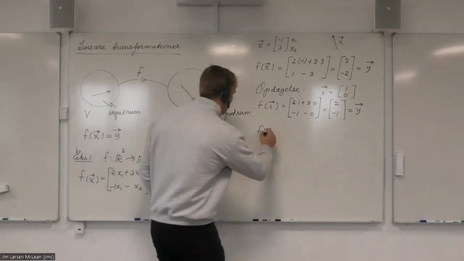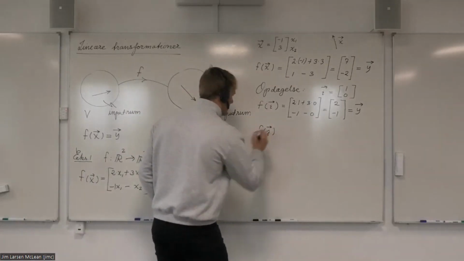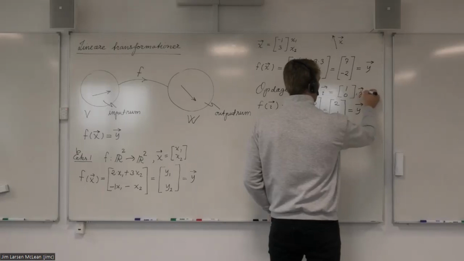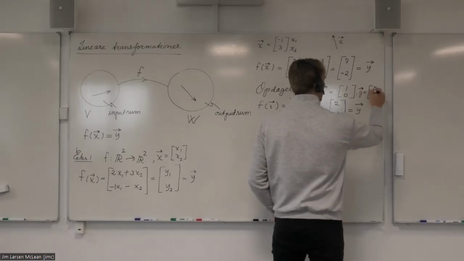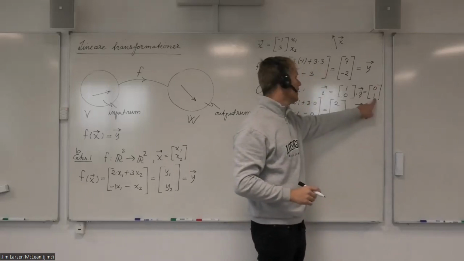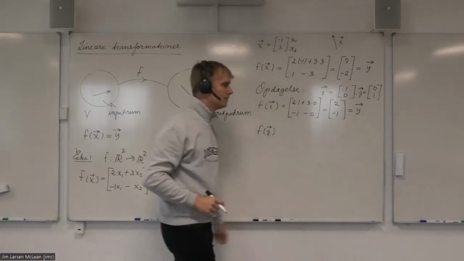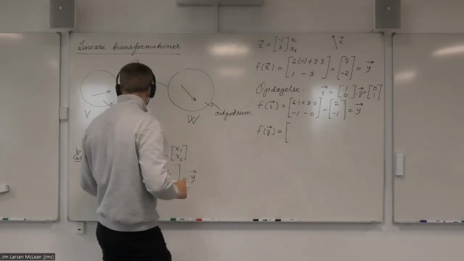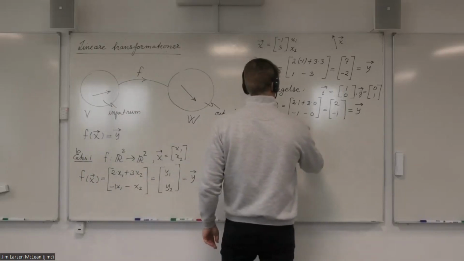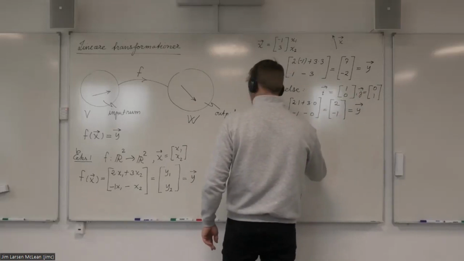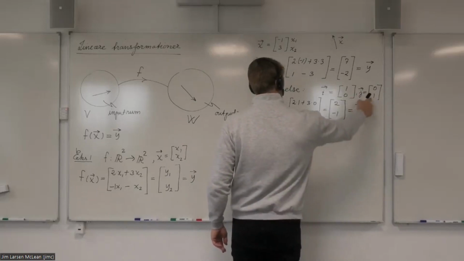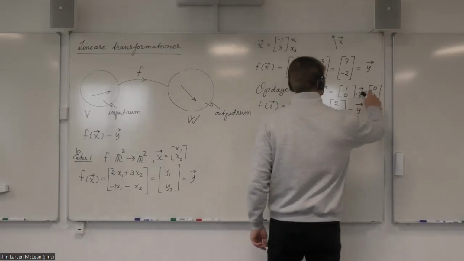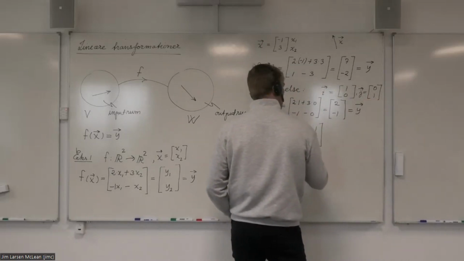Now I would like to find the image of the unit vector j. And we know that the unit vector j, we can write it up here. The unit vector j is not called 1 over 0. It's called 0 over 1 because it goes purely in the y-axis direction and not at all in the x-axis direction. If I find the image, what do I get then? Just like before, 2 times the first coordinate plus 3 times the second coordinate. That is 2 times 0 plus 3 times 1. And down here I get minus x1 minus x2, so I get minus 0 and then minus 1.